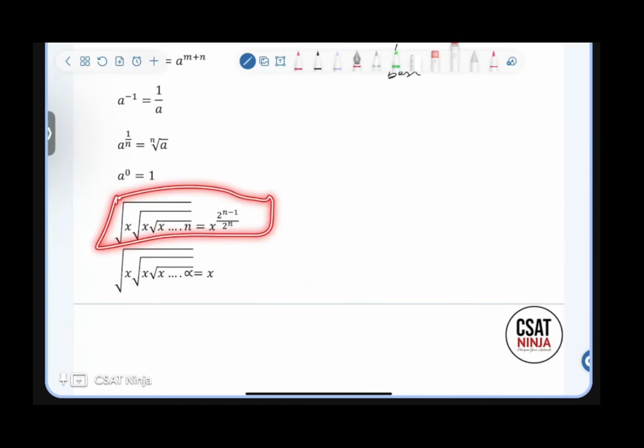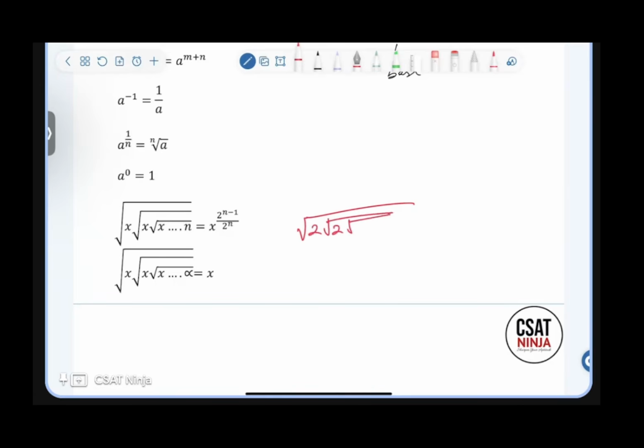This one is also not that important, but this one is important. If you have root over 2, root over 2, root over 2, and so on till infinity, what we do is the answer is that number itself. So if there's x root over x root over x root over and so on till infinity, then in that case the answer is that x itself. Okay.